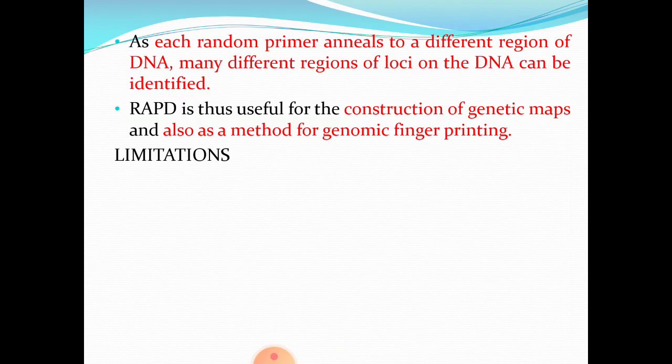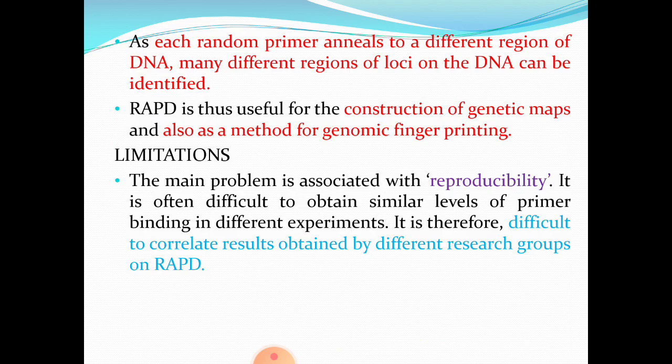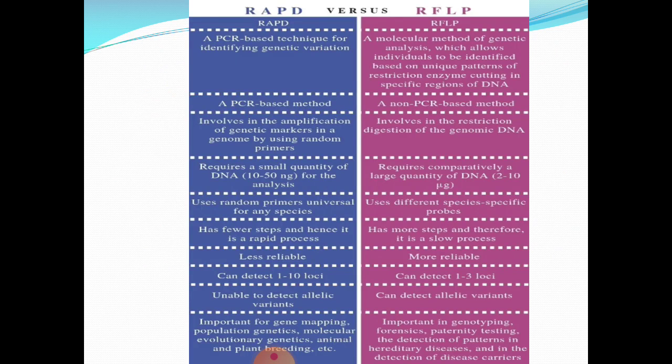With all this, RAPD, though much better than RFLP, has its own limitations. The main problem is associated with reproducibility. It is often difficult to obtain similar levels of primer binding in different experiments, and therefore difficult to correlate the results obtained by different research groups on RAPD. This is the major limitation of RAPD.